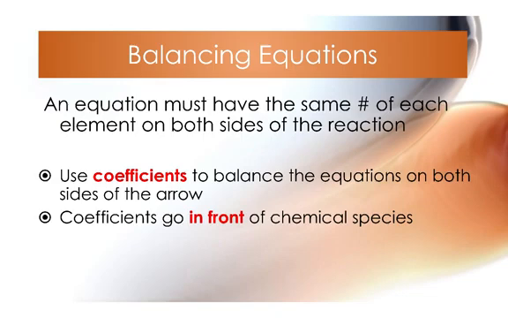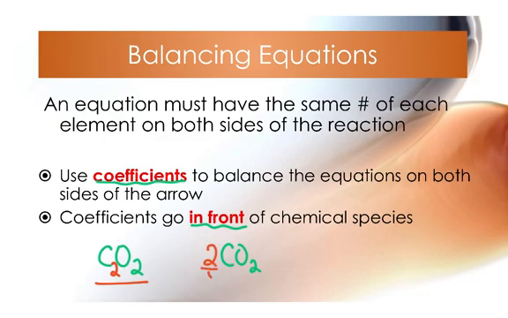We can do this by using coefficients, and coefficients are always in front of a chemical species. We cannot change subscripts. So for instance, let's say I had CO2 and I suddenly wanted to have 2 carbons. I can't just put a 2 here because that now is not carbon dioxide. What I would have to do is start with CO2. That formula must be maintained, but if I want 2, I can put a 2 in front. 2 in front means 2 times whatever number I've got. So in this case, I would have 2 carbons and 4 oxygens.